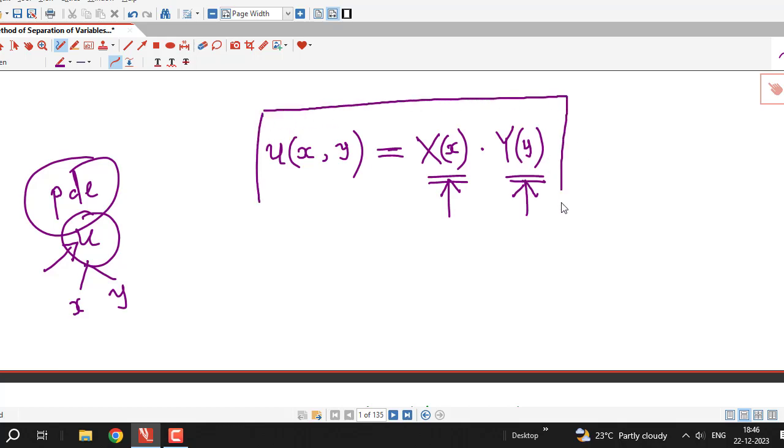So for this method, this will be the very first step. We will always assume that the given partial differential equation has a solution of this product form. Now we know that if u is a solution, then it must satisfy the given differential equation. So we will put the value of this u in the given differential equation, and the method will work in that way. So we will understand the method with the help of an example.